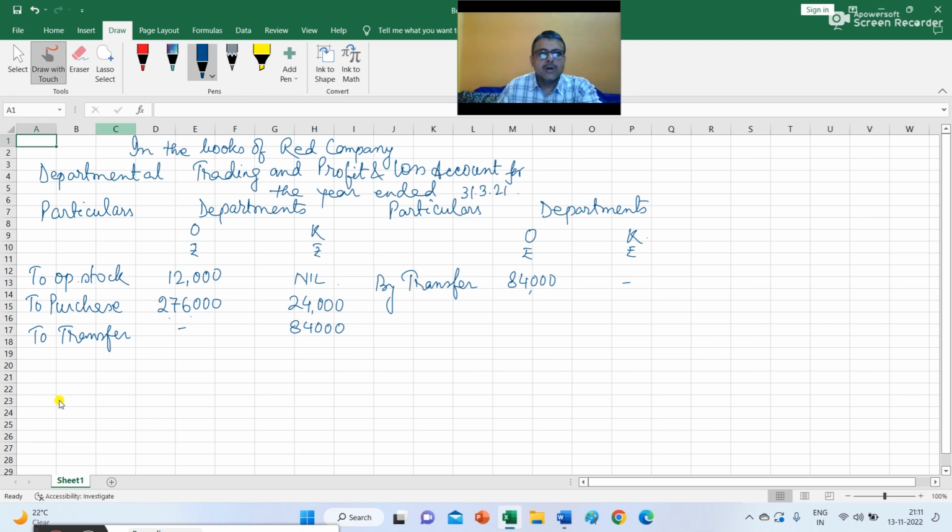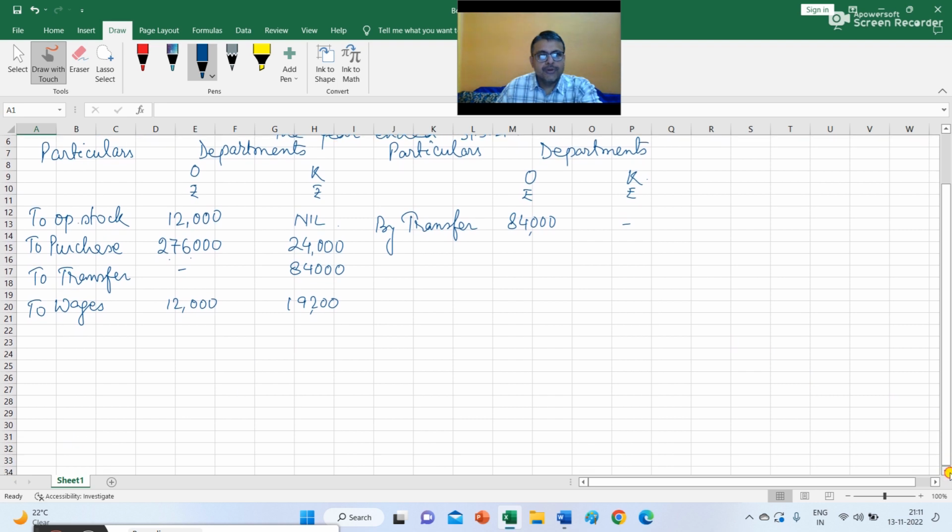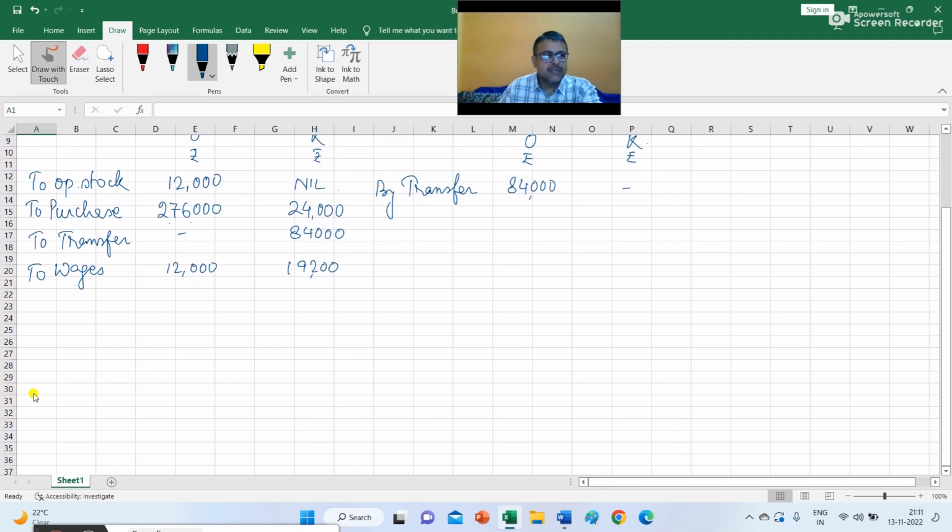Then we have to record the amount of wages paid: 12,000 for department O and 19,200 for department K. Then the salaries. This is an item of profit and loss account, so I have to leave some space here and here I am writing to salaries 8,000 and 5,000. 8,000 for department O and 5,000 for department K.